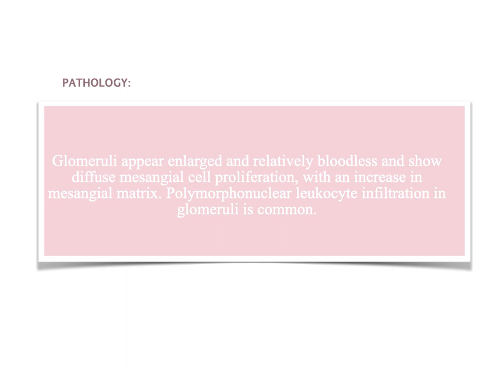Regarding pathology, glomeruli appear to be enlarged and bloodless, and will show diffuse mesangial cell proliferation. There will be polymorphonuclear leukocyte infiltration that is common in the glomeruli during the early stage of the disease.